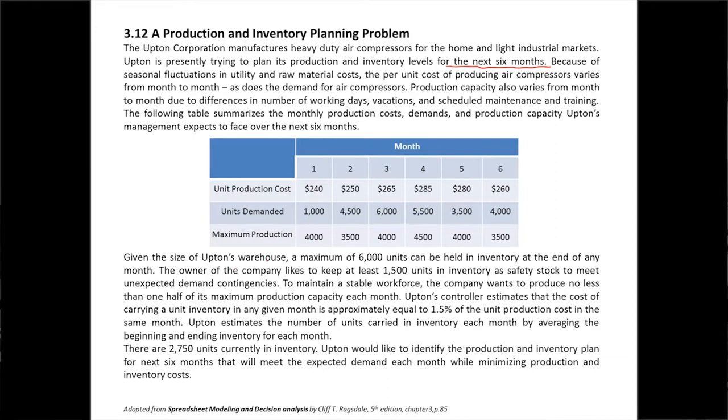Given the size of Upton's warehouse, a maximum of 6,000 units can be held in inventory at the end of any month. So the keyword here, maximum, means we need some constraint here. The owner of the company likes to keep at least 1,500 units in inventory as safety stock to meet unexpected demand contingencies. To maintain a stable workforce, the company wants to produce no less than 1/2 of its maximum production capacity each month. Okay, no less than.